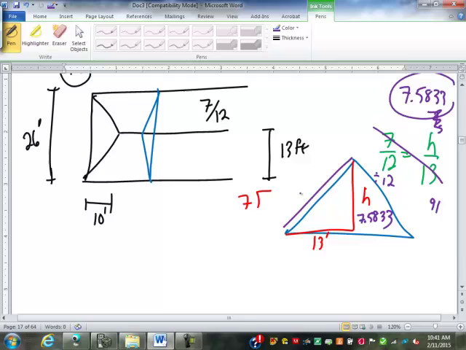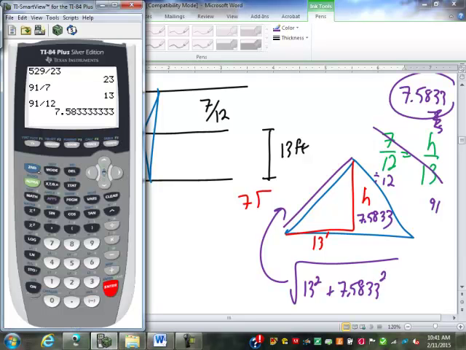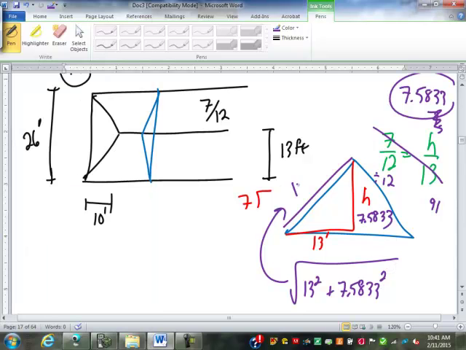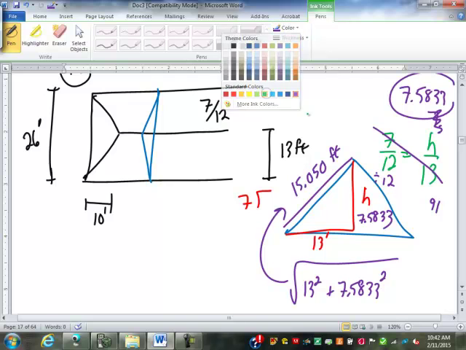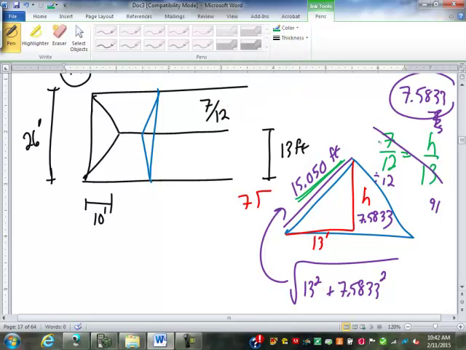So now we need to find the length of that common, which is going to be the square root of 13 squared plus 7.5833 squared. So now, since that's already in my calculator, I'm going to do this. Second square root, second answer squared, so I'm squaring that, plus the 13 squared. 15.050 feet. There's my length of my common. So that would be this distance right here, 15.050.